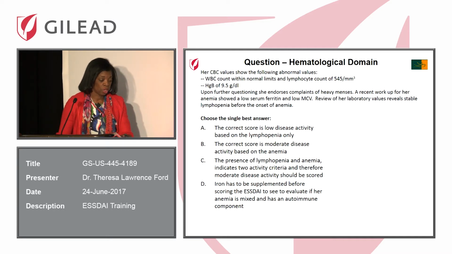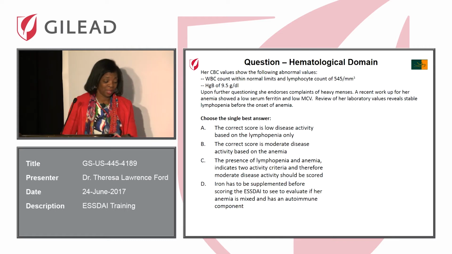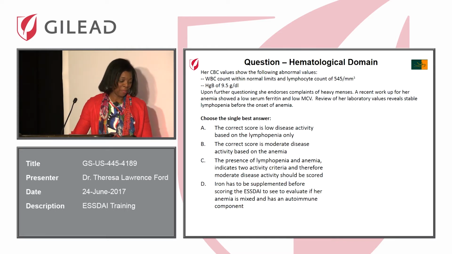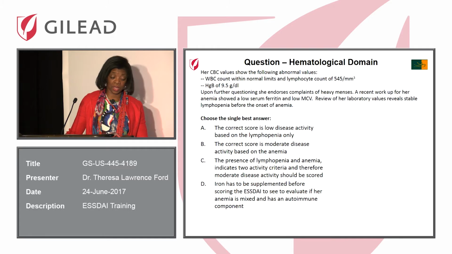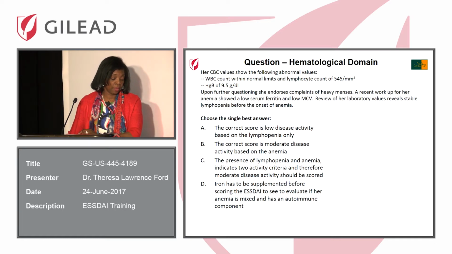A, the correct score is low disease activity based on the lymphopenia only. B, the correct score is moderate disease activity based on the anemia. C, the presence of lymphopenia and anemia indicates two activity criteria, and therefore moderate disease activity should be scored. And D, iron has to be supplemented before scoring the ESSDAI to see if her anemia is mixed or has an autoimmune component.